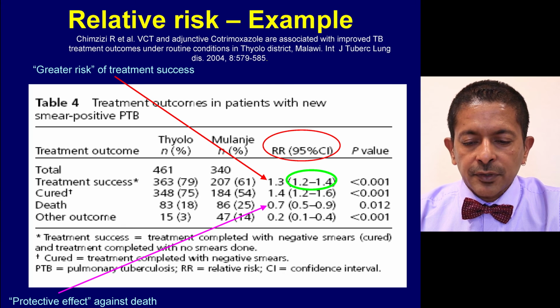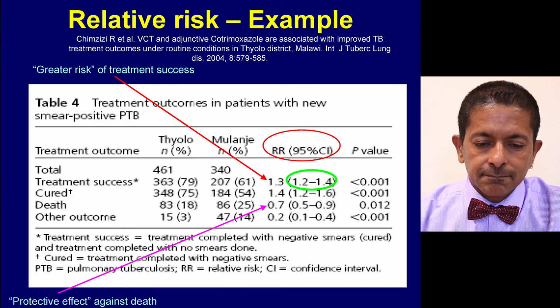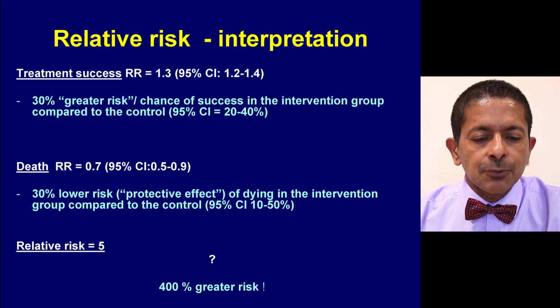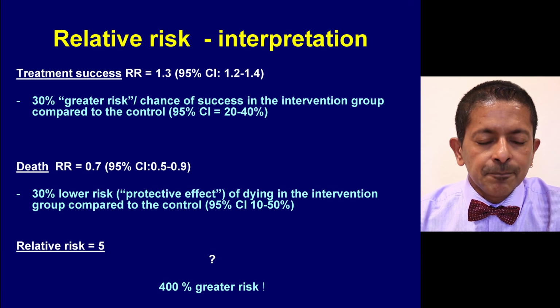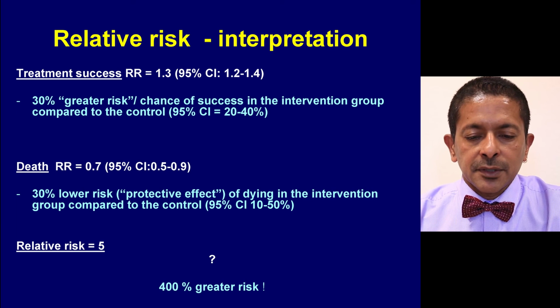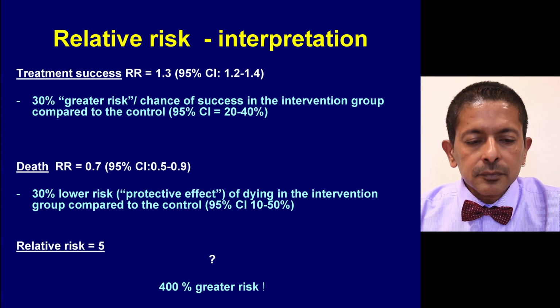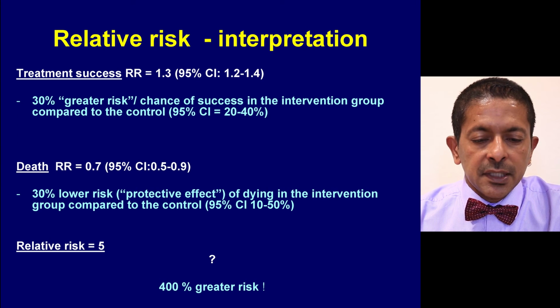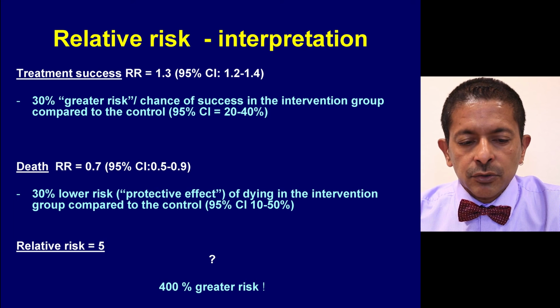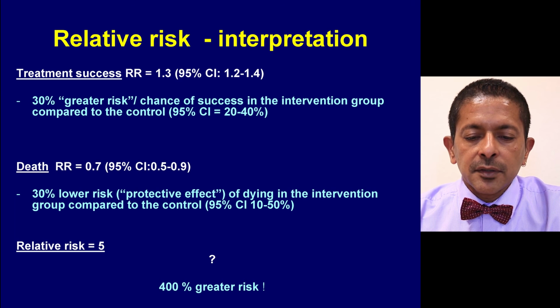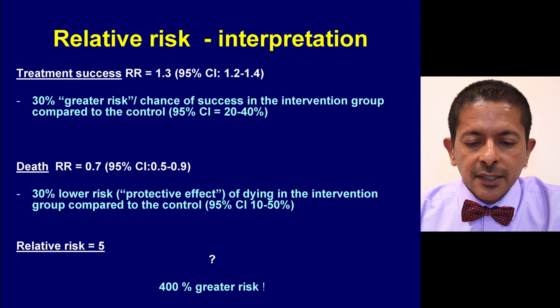And you have the confidence interval in green. So how do you interpret this? Treatment success, a relative risk of 1.3 with a 95% confidence interval of 1.2 to 1.4. It simply means a 30% greater risk or chance of success in the intervention group compared to the control, and we are 95% confident that the real risk would lie somewhere between 20 to 40%.